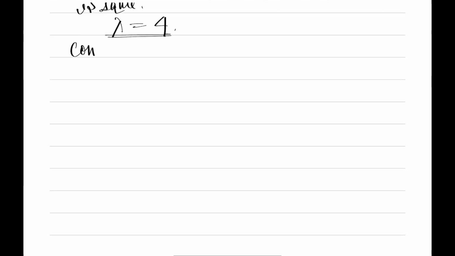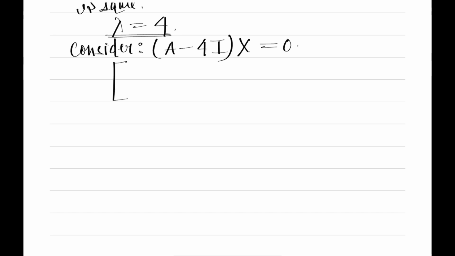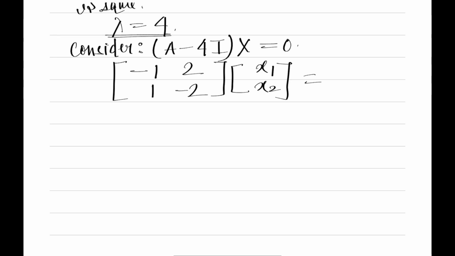Now consider A minus 4I into x is equal to 0. Then we have our matrix as minus 1, 2, 1, minus 2 into x1, x2, which will be equal to 0, 0.